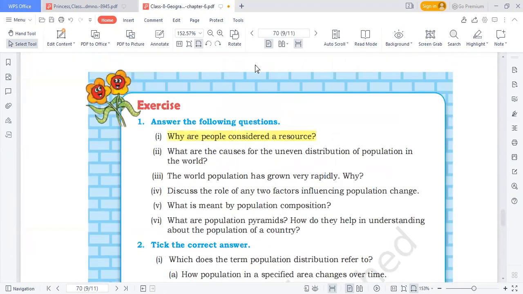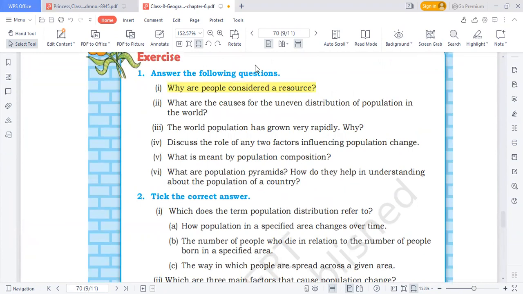Clear? So third question, the world population has grown very rapidly. Yes, Khyati? Can I give the answer, please? Yes. In 1999, the population increased to 6 billion because of the availability of proper food, medicines, and dairy products to the people. The death rate decreased and the birth rate remained the same. So there was a sudden change in the population.